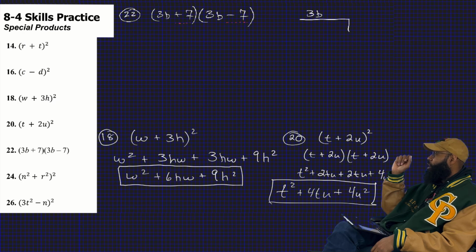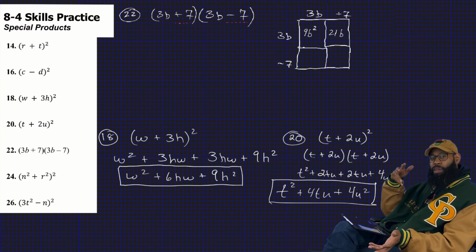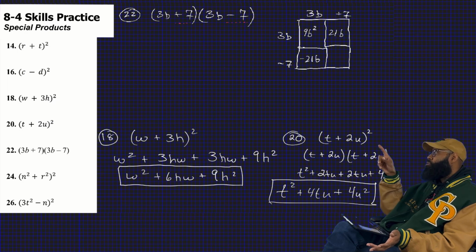So, looks like I'm making a fun little box here. Positive 7, and of course, 3b on the top. On the side, we've got 3b and the negative 7. And as I'm making a not so clean box, but it's going to work for us, 3 times 3, 9, b times b, b squared, 9b squared. 21b, and then negative 21b. And of course, like we've seen over and over, those are opposites.